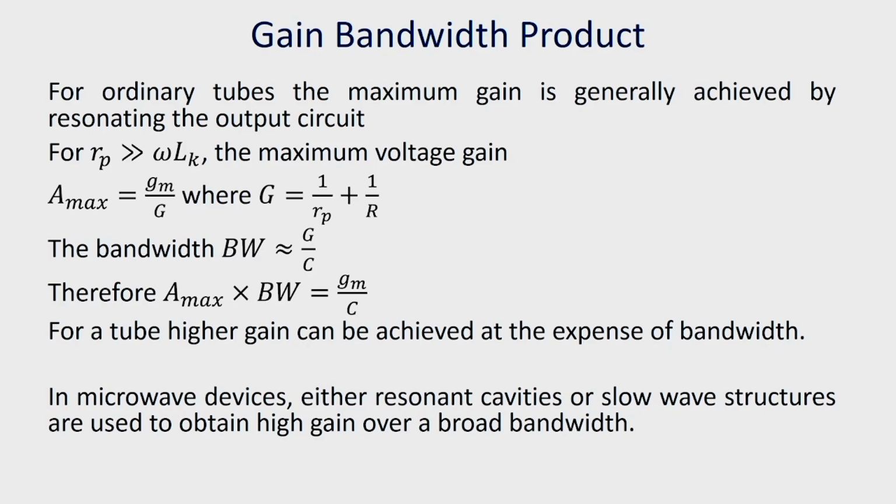In microwave devices, either resonant cavities or slow wave structures are used to obtain high gain over a broad bandwidth. So, we have discussed the major limitations which prevent the use of conventional tubes like triodes, tetrodes or pentodes at the microwave frequency range.